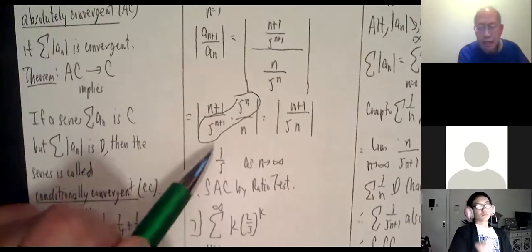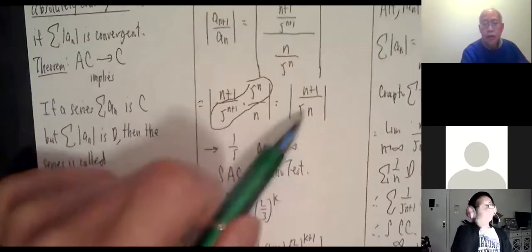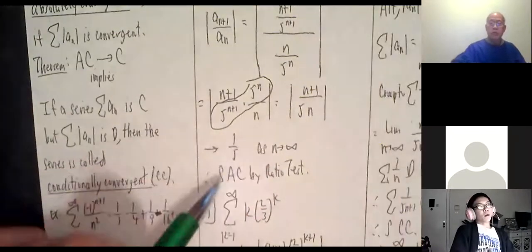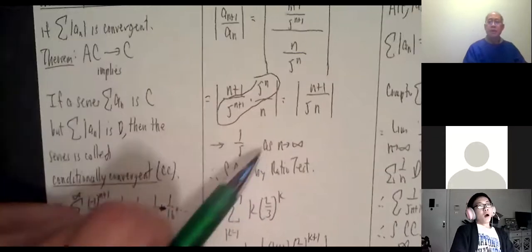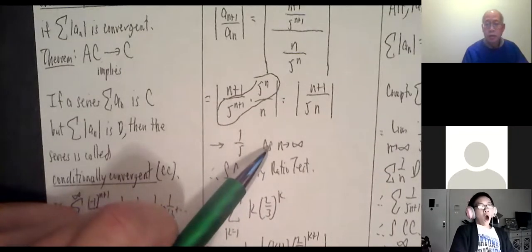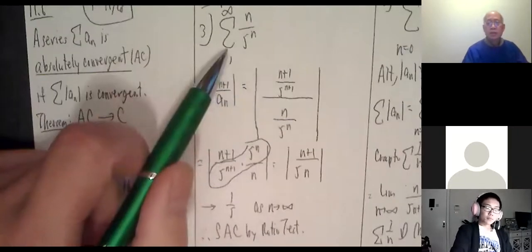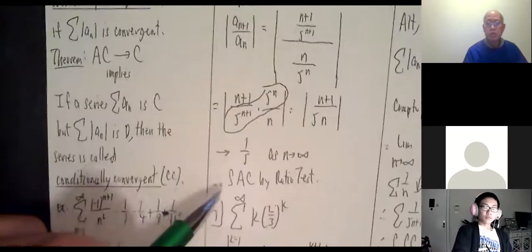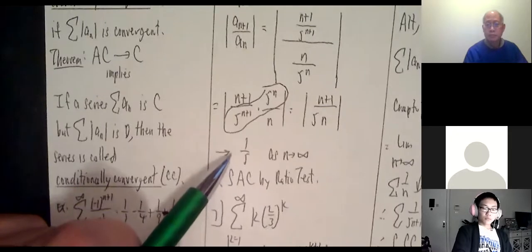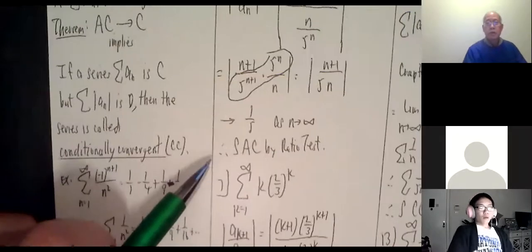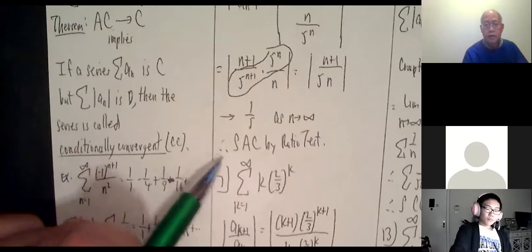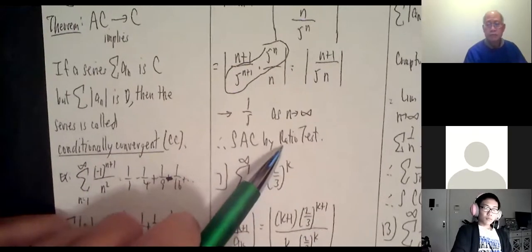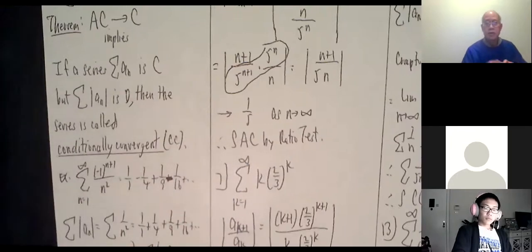Now, what happens as n approaches infinity? When n goes to infinity, n plus 1 over n approaches 1. So we approach 1/5 as n approaches infinity. I.e., this series looks like a geometric series where you keep multiplying by 1/5 in the long run. Therefore, the series is absolutely convergent by the ratio test. And if it's absolutely convergent, it's also convergent.